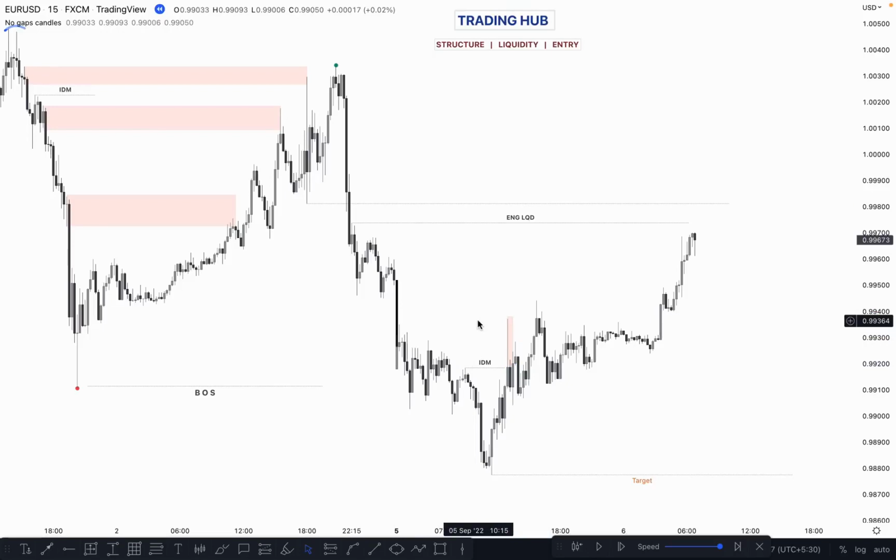So this is your first POI where we can sell, and the next entry is possible after taking out the engineering liquidity. At this point, if you look at the lower time frame, the 1 minute, you can possibly get to break even and maybe move your stop loss, and it depends on the next entry, which is here after taking out the engineering liquidity.